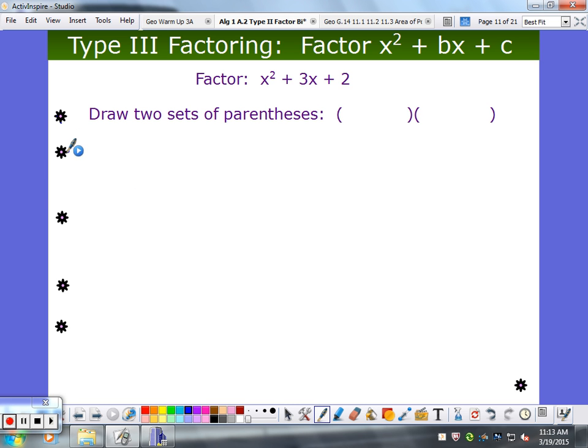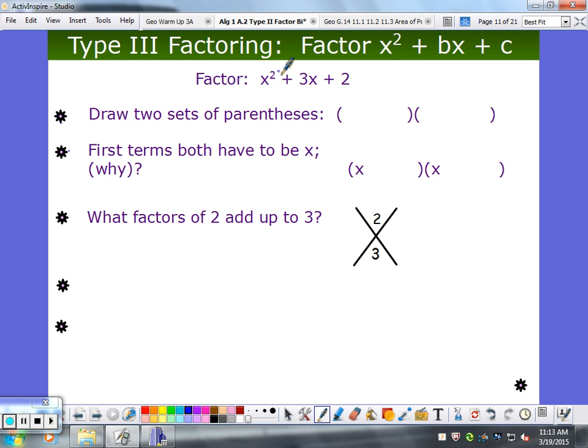Now, you always put x and x. Why? Because it's x squared. Remember, I'm reverse FOILing, so the first numbers are x times x. It's the only way to get to x squared. All right, now comes the fun part. What two numbers multiply to that, but add to that? And so you can make this little shape. Remember, the multiply goes on top, and the add goes on the bottom, and now you play that game again.